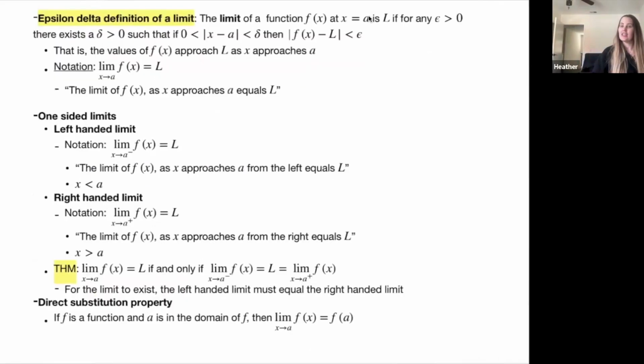Okay, so that's it for our overview of limits, just some basic information on what a limit is and how maybe we can work to find it. So in the next video, we'll go through a few examples of what that actually looks like.